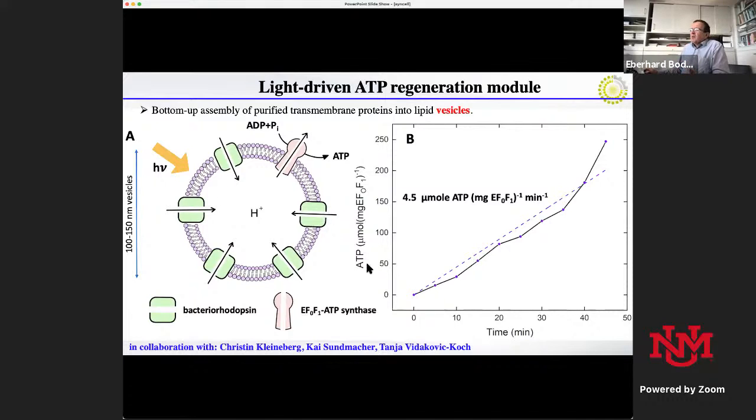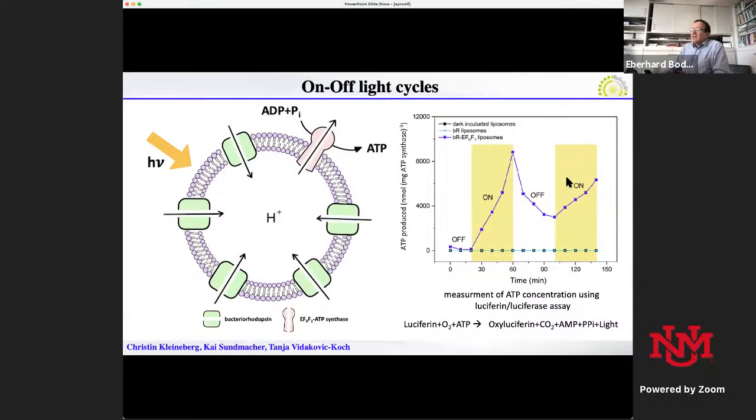But what you can already see is that if you have these lipid vesicles inside of a solution, the ATP concentration just increases. Just to show you that this works, you can turn the light on and you can turn the light off, and what you see is that the ATP goes up, and then the ATP decays because it's being removed, and then it goes up again, and so on.